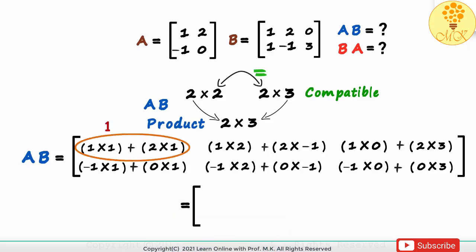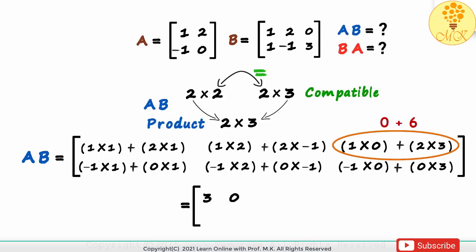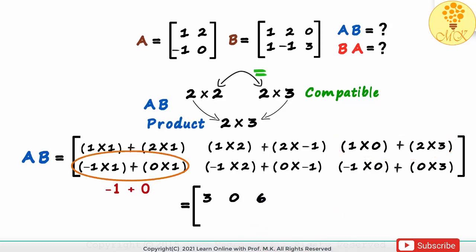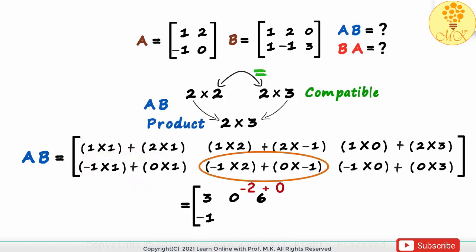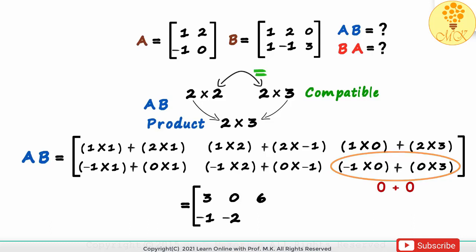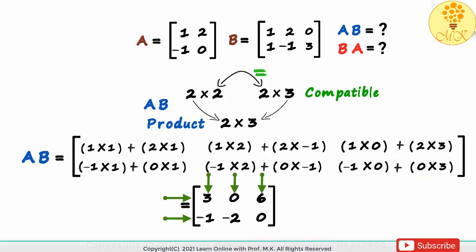This will be 1 plus 2, 3. 2 plus minus 2 will be 0. 0 plus 6 will equal 6. Minus 1 plus 0 will equal minus 1. Minus 2 plus 0 will equal minus 2. And 0 plus 0 will equal 0. 2 rows, 3 columns. The order is 2 by 3, the first and the fourth number.